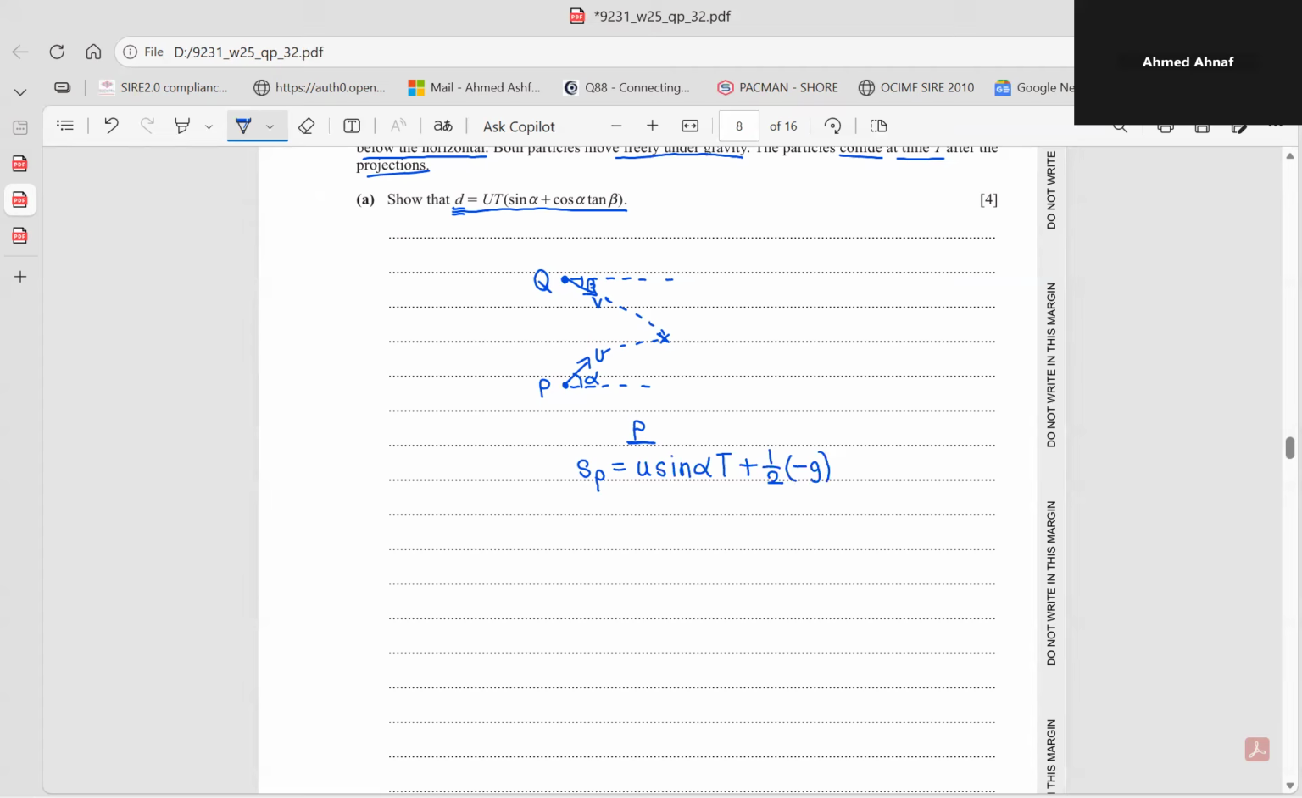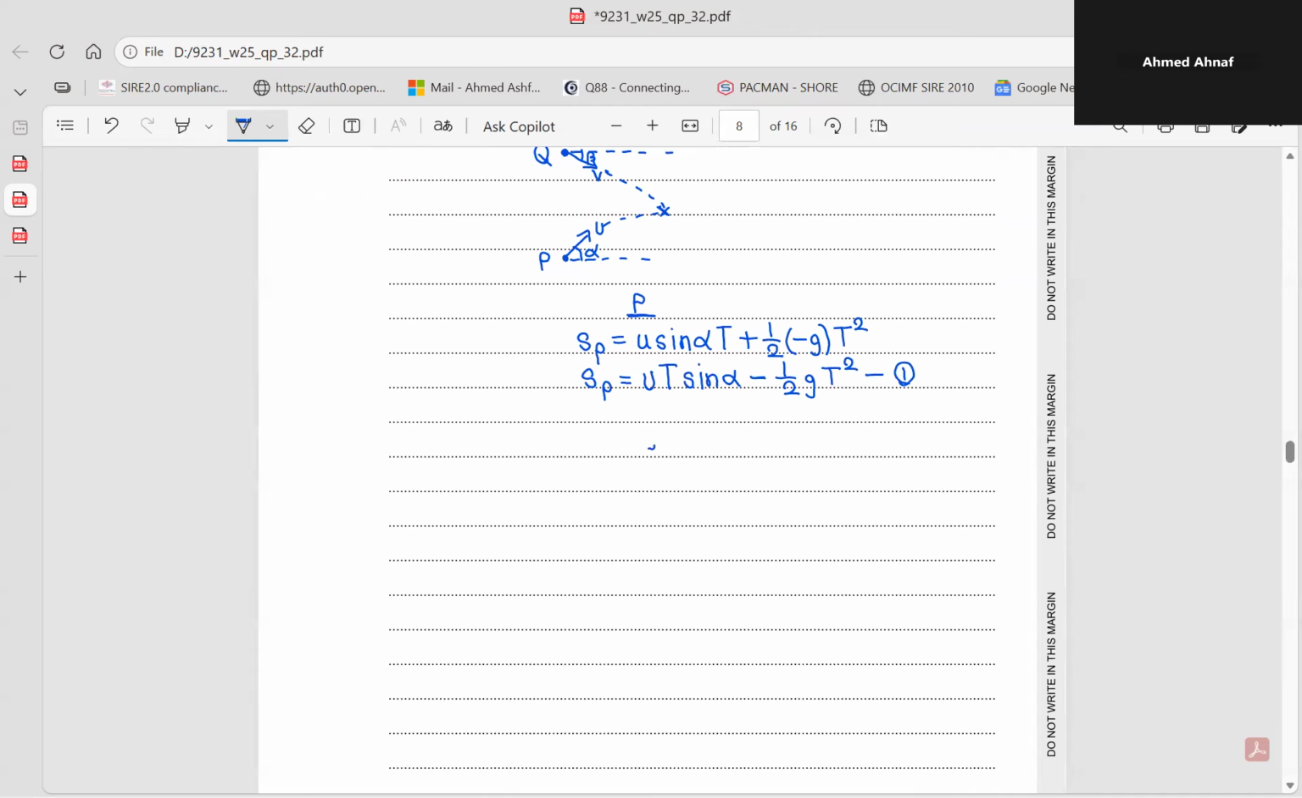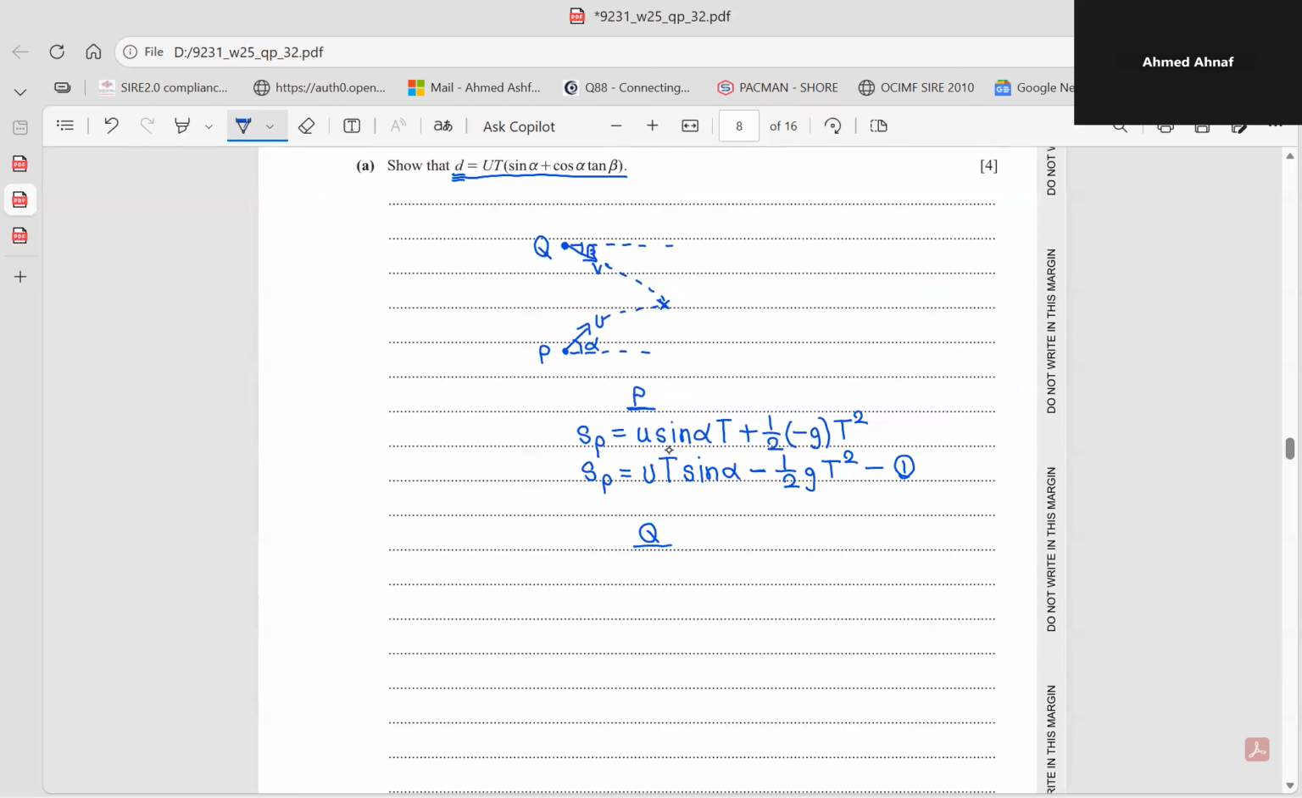Minus half G big T squared. Yeah. So simplifying this, you're going to get U big T sine alpha minus half G T squared. So this is for P, okay? As for Q, we're also going to use the same formula.